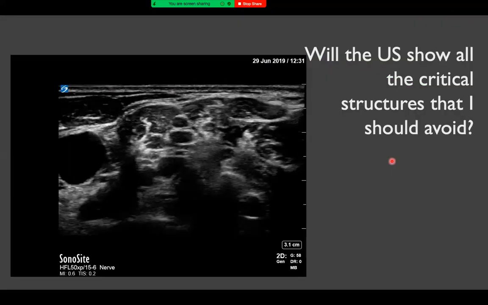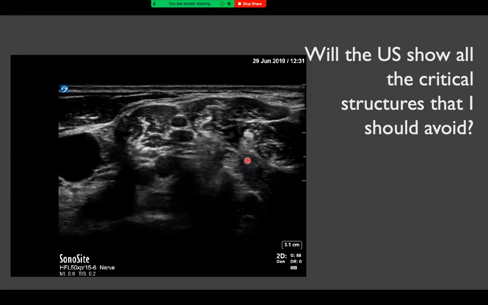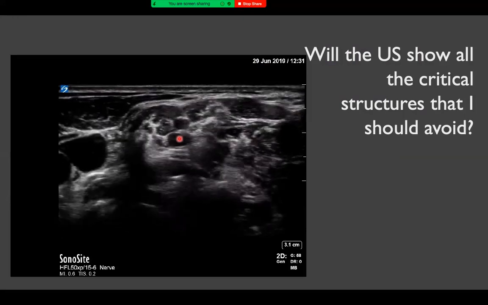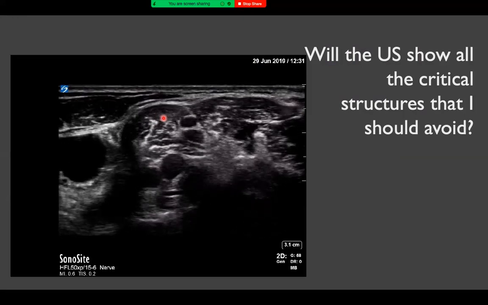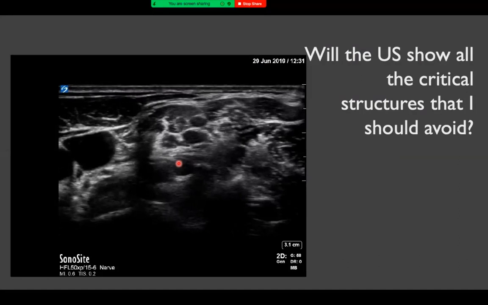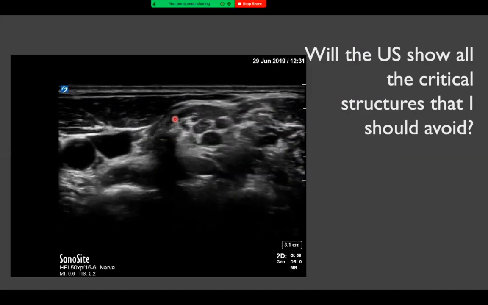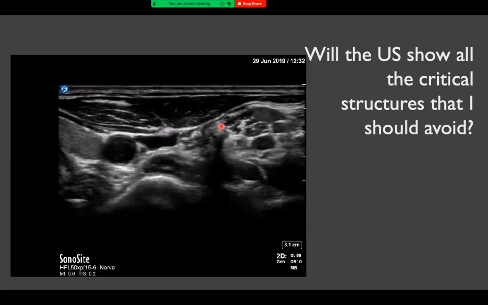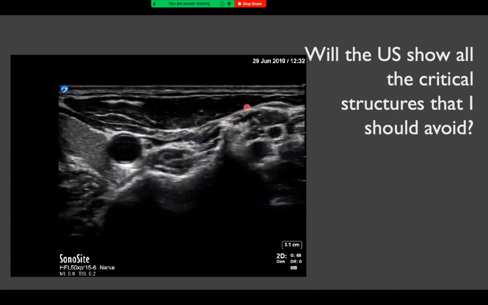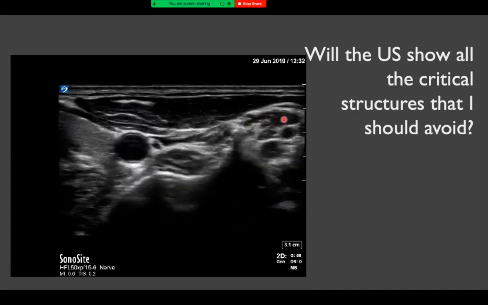So now to sum up, can the ultrasound show the targets that we understood? Will it show all the critical structures? If you see in this video, this is C5, C6, this is the anterior scalene muscle, that is the middle scalene muscle, this is C7, this is the vertebral artery. And if you look here, this is the phrenic nerve on top of the anterior scalene muscle. Whenever your local anesthetic comes from here to here, it blocks the phrenic nerve.